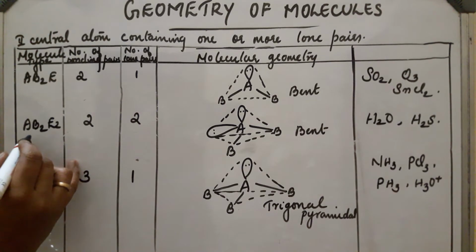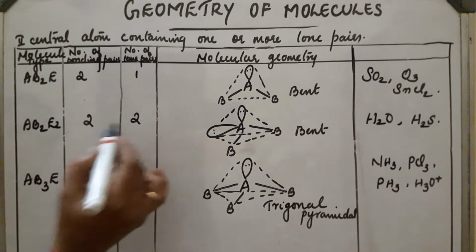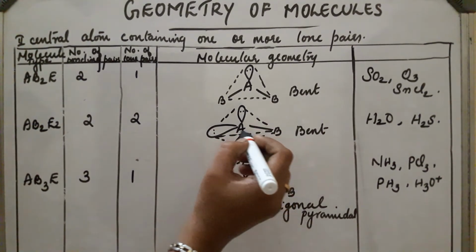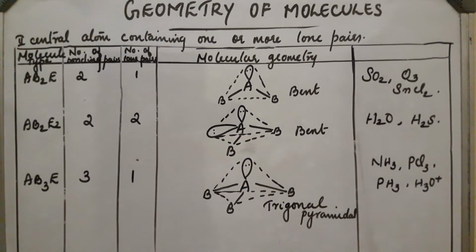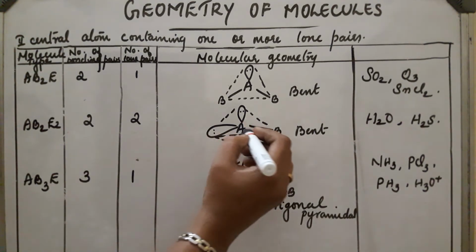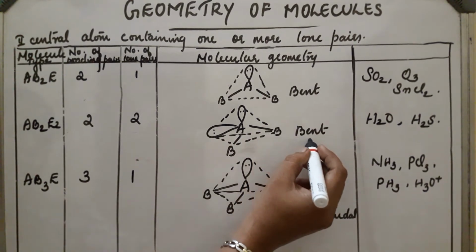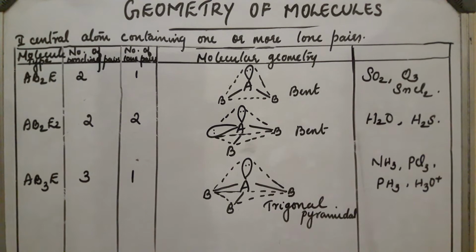Next, the second type is AB2E2 type. It contains 2 bond pairs and 2 lone pairs. Again this is in the shape of a tetrahedral, but due to the presence of these 2 lone pairs, which occupy more space, the BAB angle is again reduced from the tetrahedral angle. The measure of the distorted angles, with some examples, we will discuss later. So this gets a bent structure. Examples are H2O and H2S.